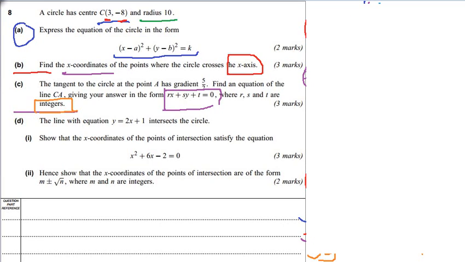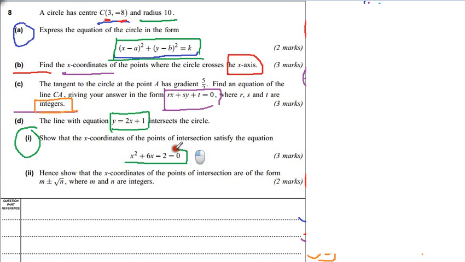Right, D I, where are we? D I, there we go. Show that the x-coordinates of the point of intersection satisfy the equation. Oh, here we go. Right, you've got y equals 2x plus 1. So what we need to do for this question is put y equals 2x plus 1 into our original equation from A. So instead of writing y in there, we're going to write 2x plus 1, and what they're telling us is it's going to end up looking like this.